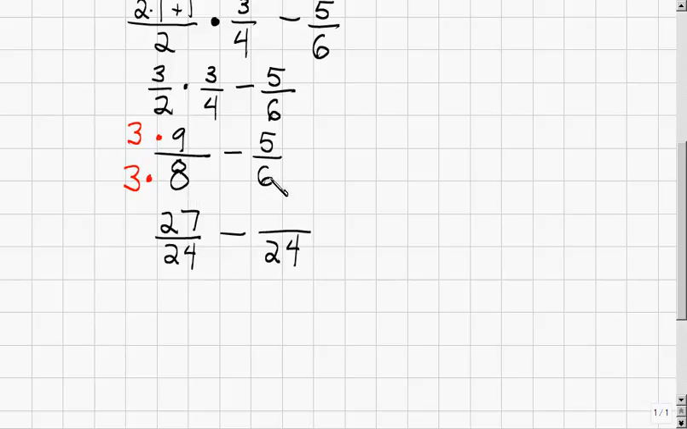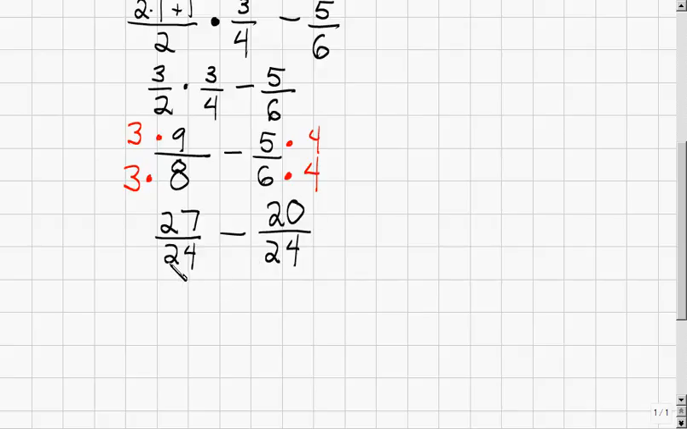In the second fraction, we would need to divide 6 into 24 to recall that 6 times 4 is 24. Since we're multiplying the bottom by 4, we'd multiply the top by 4. 5 times 4 becomes 20.